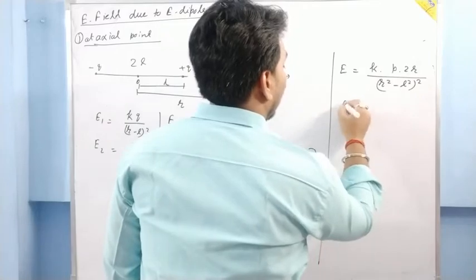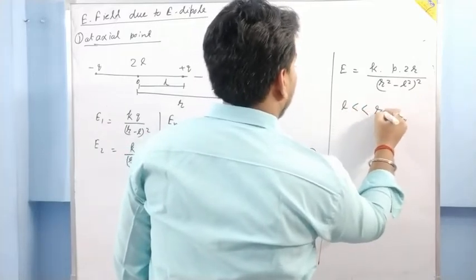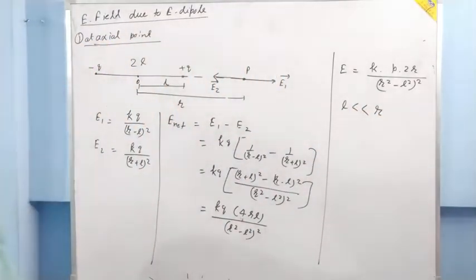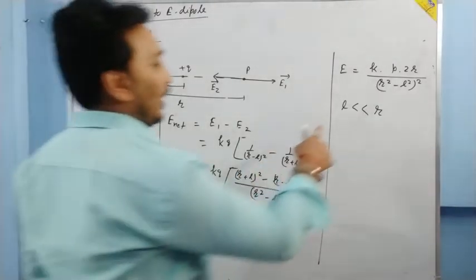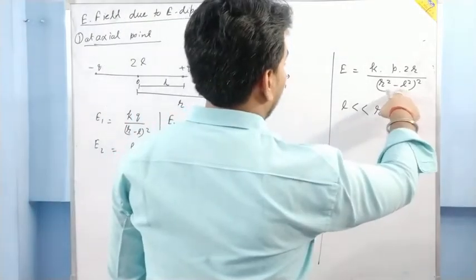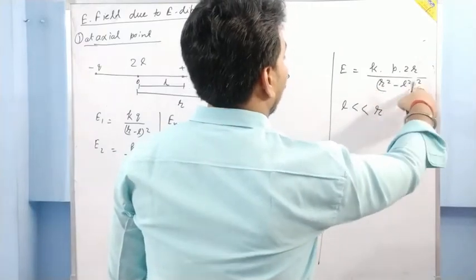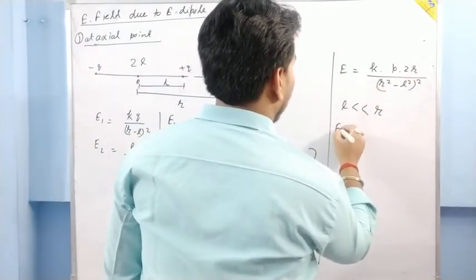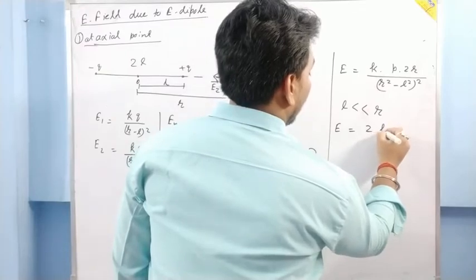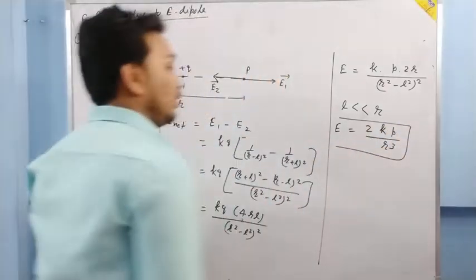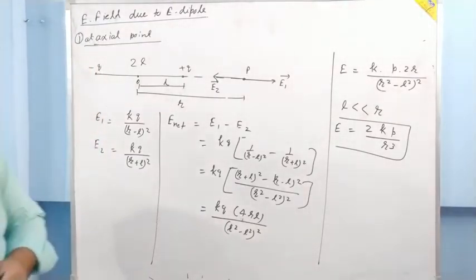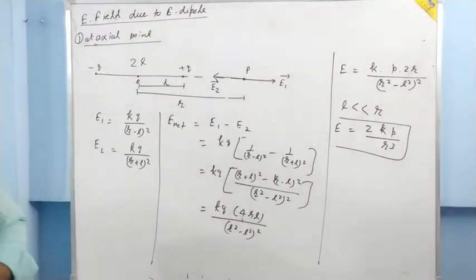Now L is very, very less than R, because in the definition of dipole it is told the separation is very small. And if L is very small, then L is neglected over here. It will become R square, it will become R to the power 4, one R will be cancelled out. And we have 2kP upon R cube. So this is the formula for electric field when we talk about axial points.